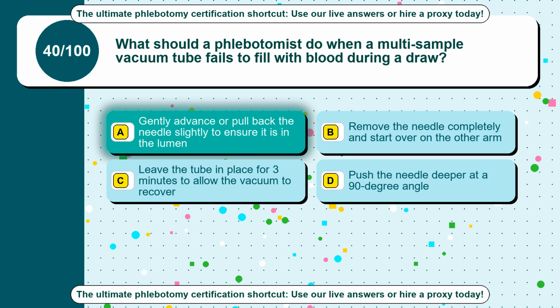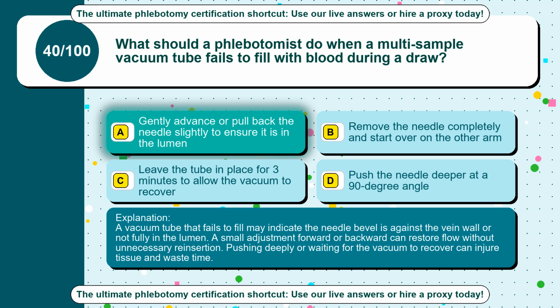The correct answer is option A. Gently advance or pull back the needle slightly to ensure it is in the lumen. A vacuum tube that fails to fill may indicate the needle bevel is against the vein wall or not fully in the lumen. A small adjustment forward or backward can restore flow without unnecessary reinsertion. Pushing deeply or waiting for the vacuum to recover can injure tissue and waste time.